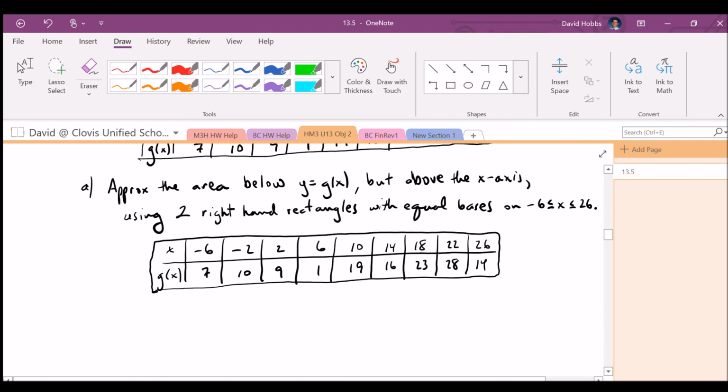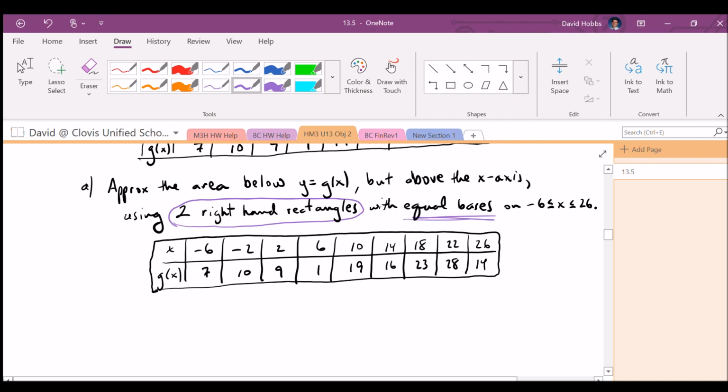Okay. So approximate the area below y equals g of x, but above the x-axis. So it's always the area between the curve and the x-axis. Using two right-hand rectangles, only two rectangles, with equal bases from -6 to +6. Okay, so that covers the entire length of the table. Okay, now, equal bases.